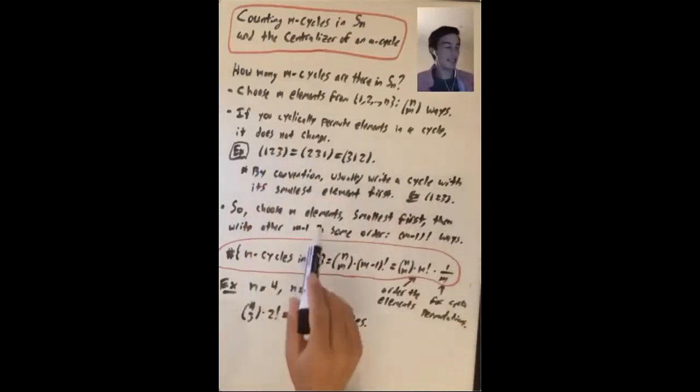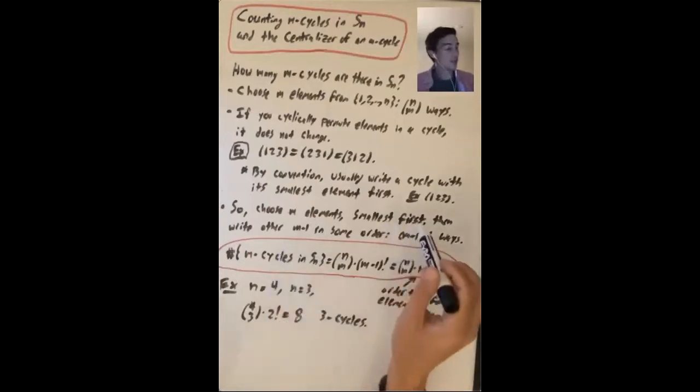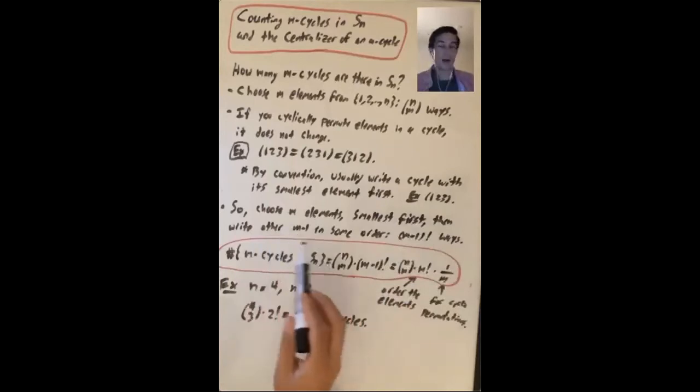Okay, so we've chosen the m elements out of 1 up through n that go into our cycle. We're going to write the smallest of those m elements first. And then, how do you write the m minus 1 other elements? Every one of those things is going to give you a different m cycle. Because as you cyclically permute, you're only going to have the smallest thing first one time out of those m options. So you put the smallest thing first, and then you write the other m minus 1 elements in some order, and every one of those will give you a different m cycle.